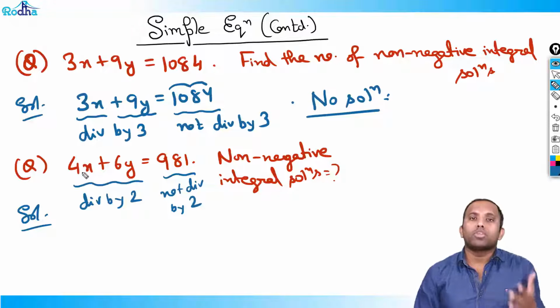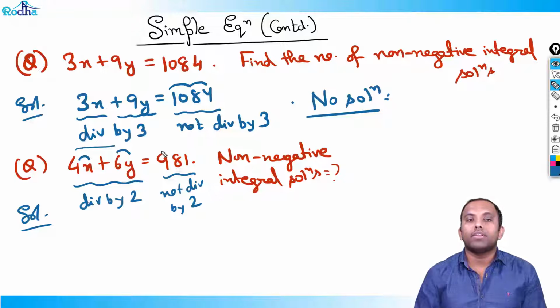I am finding the number of solutions, right? So that means some random value of x and y. So 4 into x value is always even. 6 into y value is always even. Even plus even will always give me even, but it is an odd number. So that's why no solution. That's why no solution again.